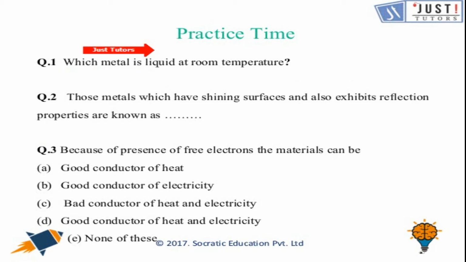Moving forward, we are on to the practice time here. You can pause the video, you can go through the question, and then we can discuss them. Okay, question 1. Which metal is liquid at room temperature? We learned it. Mercury. Question 2. Those metals which have shining surfaces and also exhibit reflection properties, that property is known as luster property. Because of presence of free electron, the materials can be good conductor of electricity.